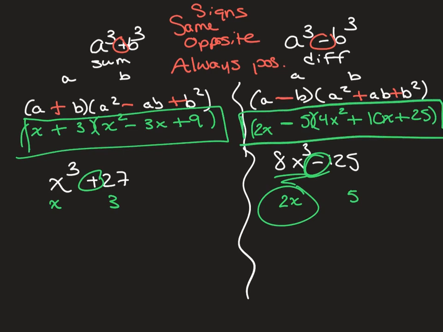There you go, right there. So there's your sum and difference of cubes. The back side is the one that's a little bit new and different, just a little bit. So let's try the next problem.